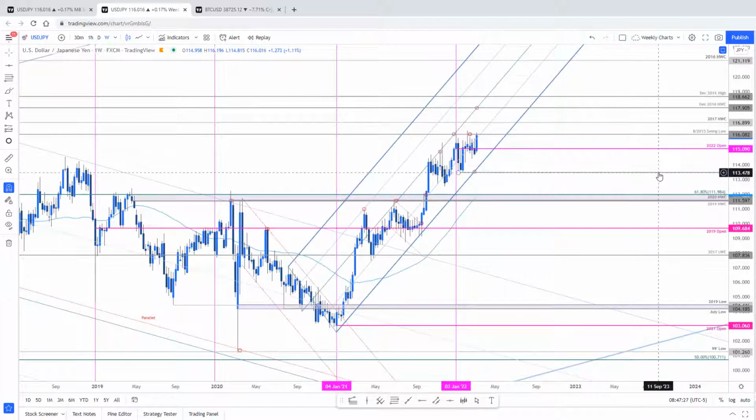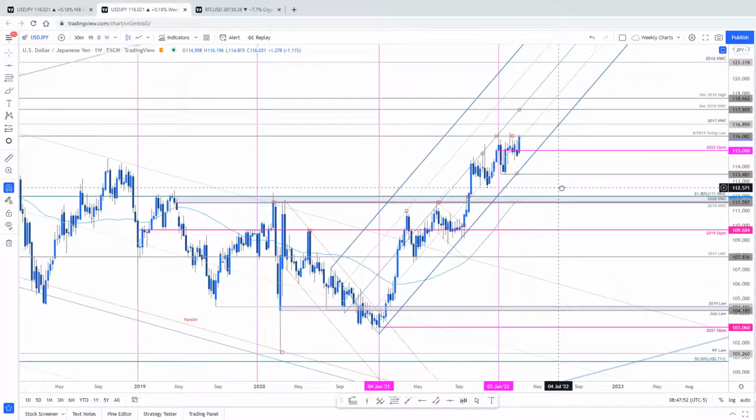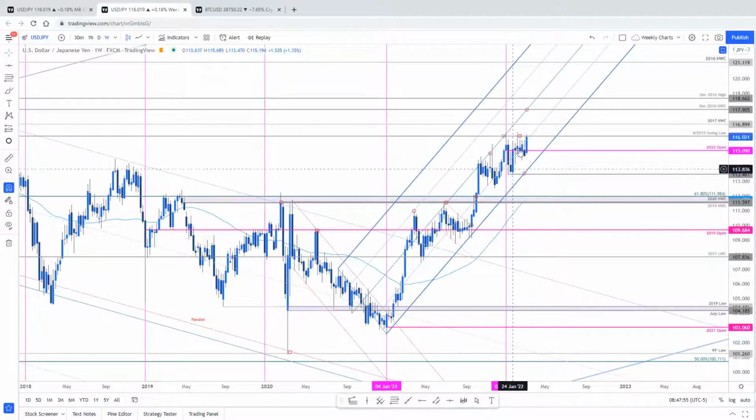Guys, for reference, the yearly opening range in dollar yen is still preserved. The February opening range for dollar yen is still preserved. Guys, the January opening range for dollar yen is still preserved. Here's your January open, January high, January low. So this is a range any way you slice it. Now, you could argue that there's a range within a range, and I'll show you that in a moment.